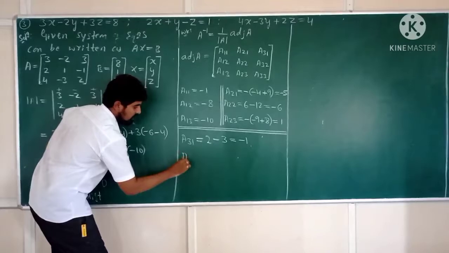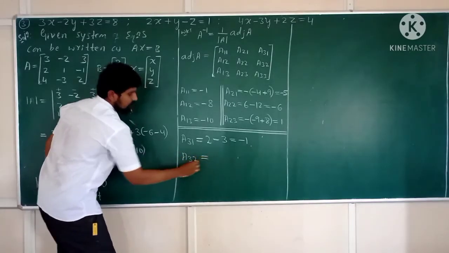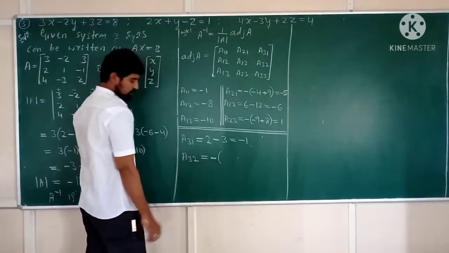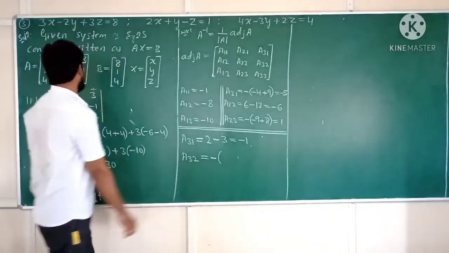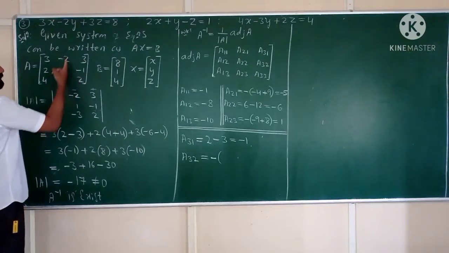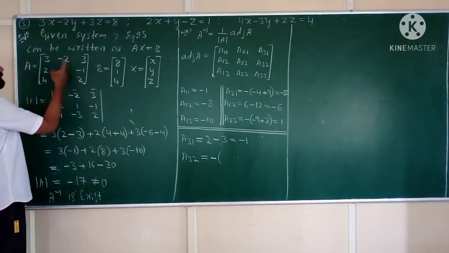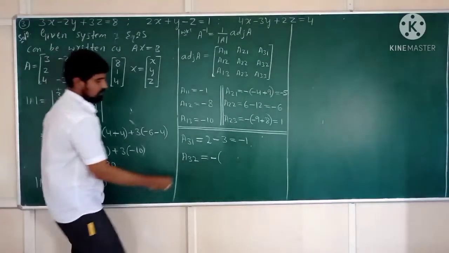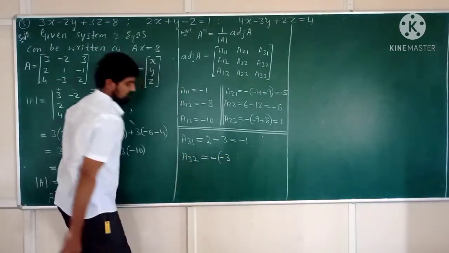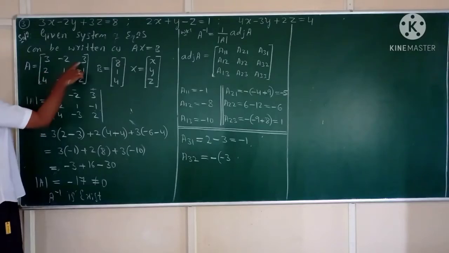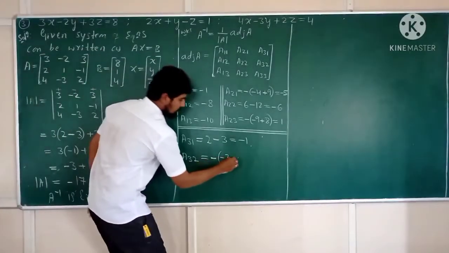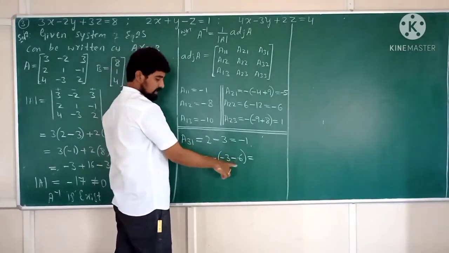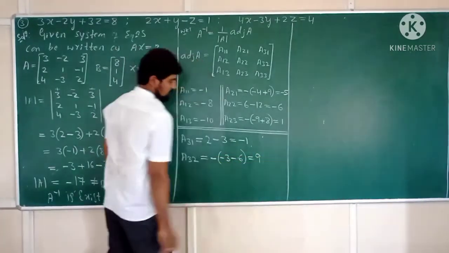And next, A32. 3 plus 2 is odd, we need to multiply by minus, and it is obtained by deleting the third row, second column. After deleting the third row, second column, the remaining elements are 3, 3, 2, minus 1. So 3 into minus 1, minus 3. And 2 into 3, 6. Minus 3 minus 6, minus 9, minus into minus, plus 9.